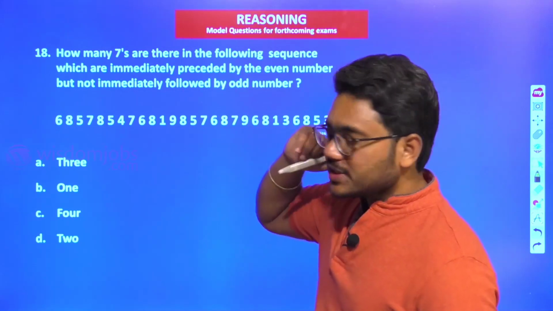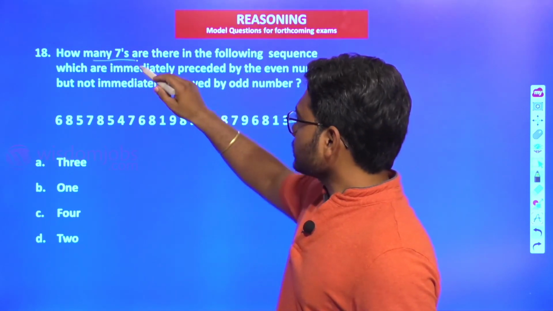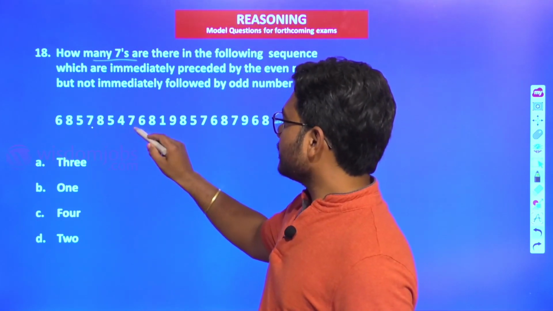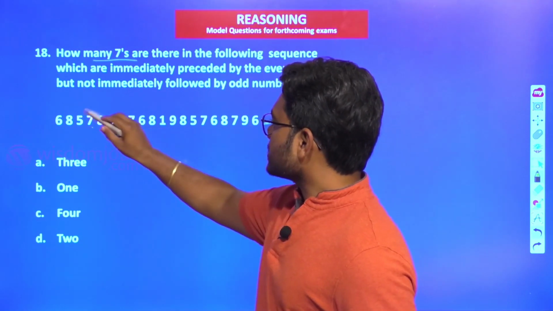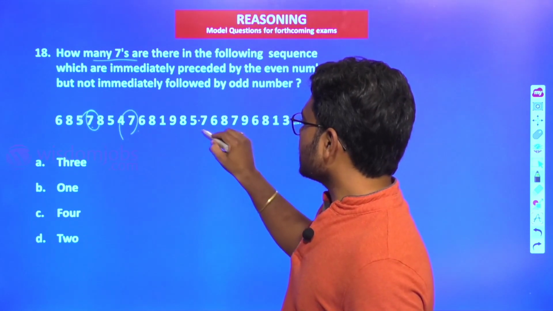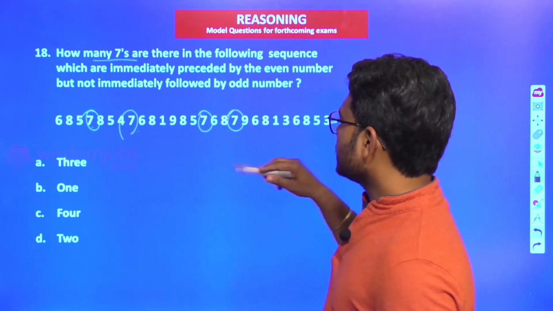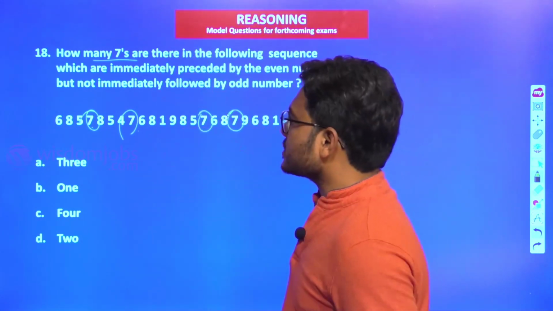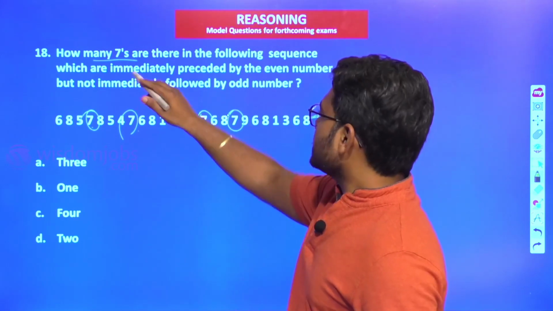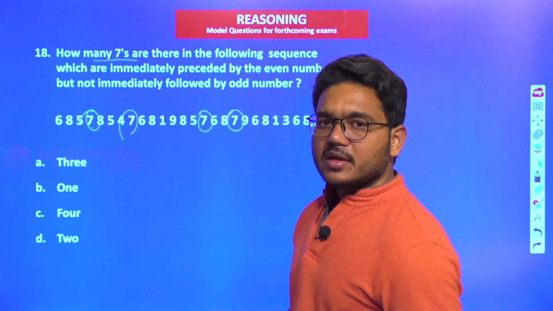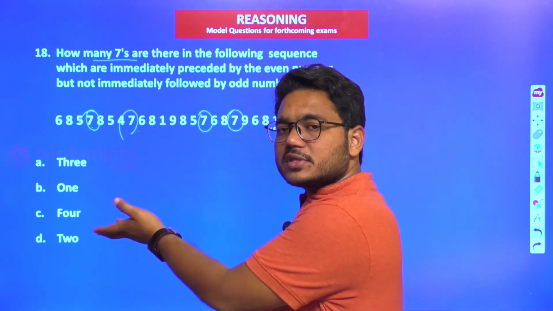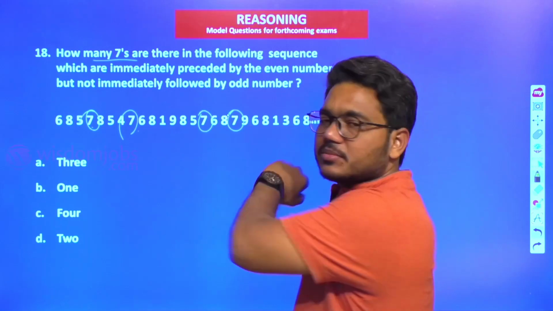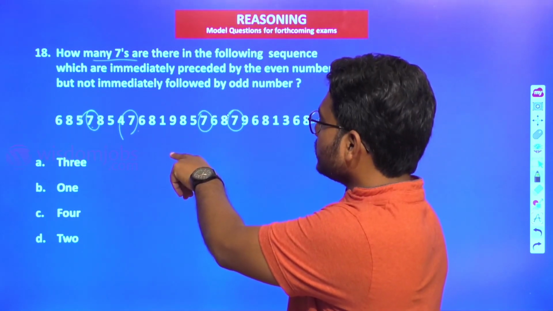See here, what is asked? How many sevens are there in the following sequence? Obviously we could identify immediately how many sevens. He is asking about sevens. First locate the sevens. With this particular first sentence, we have 4 sevens, which are immediately preceded by, preceded means before this number, whatever number you have must be an even number. So identify what the locations are.